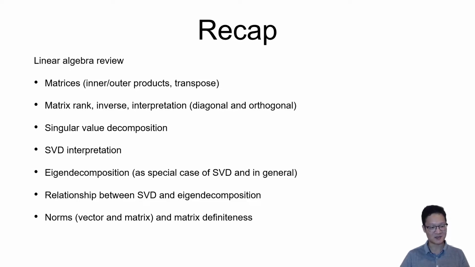So the special case would be eigen decomposition of symmetric matrices. And after that, we also talked about eigen decomposition in general, so when the matrix is not symmetric. And then we continued on and talked about the relationship between SVD and eigen decomposition. And then finally, we talked about norms of vectors and matrices, as well as matrix definiteness, right? So that was positive definiteness, negative definiteness, and positive semi-definiteness and negative semi-definiteness, right?